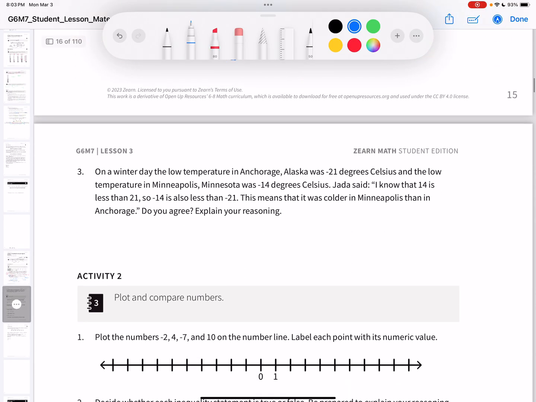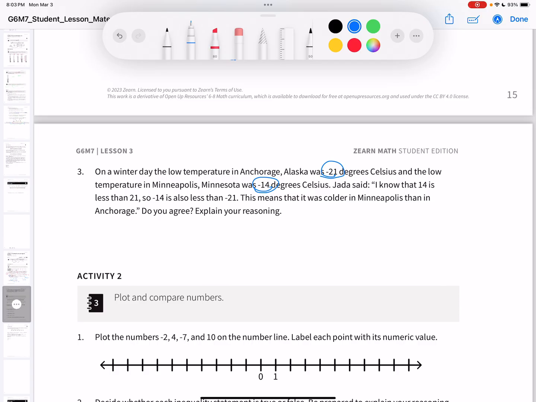On a winter day, the low temperature in Anchorage, Alaska was negative 21 degrees Celsius, and the low temperature in Minneapolis, Minnesota was negative 14 degrees Celsius. Jada said, I know that 14 is less than 21, so negative 14 is also less than negative 21. This means that it was colder in Minneapolis than in Anchorage. Do you agree or not?